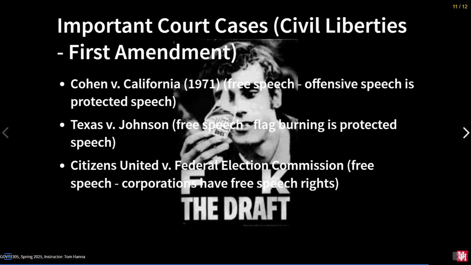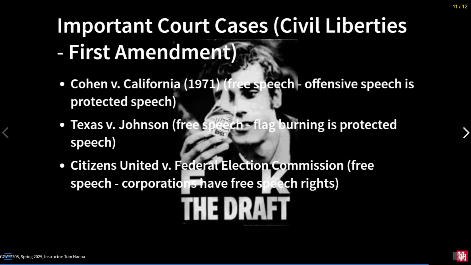And interestingly here, Cohen and Johnson both, neither of them was an actual speech. It was, in one case, the word written on the back of the jacket, which we could at least say is something like speech. But Johnson, it was purely symbolic expression. He didn't even have to say anything. Just burning the flag sent the message he wanted to send, and the Supreme Court ruled that that purely symbolic expression of burning the flag was still protected speech.